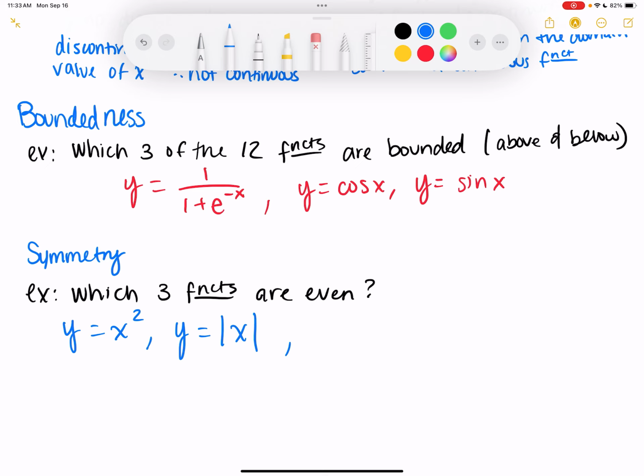Y equals 1 over x? No. This one may require you to think back to last year. Y equals cosine x. Yes, y equals cosine x.